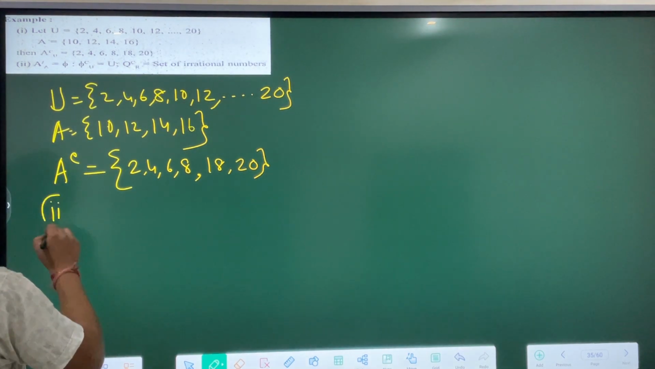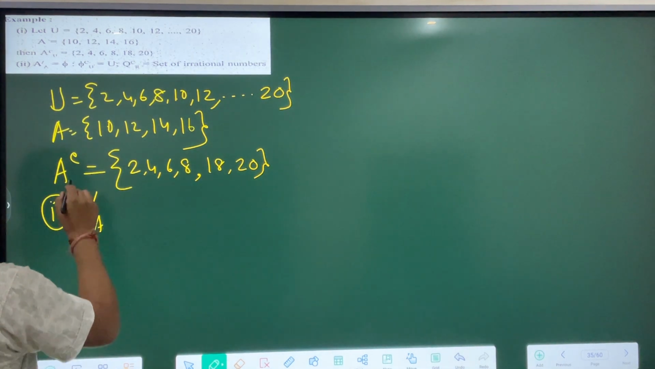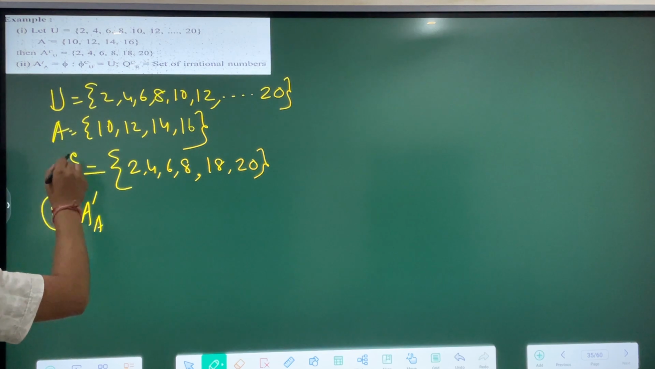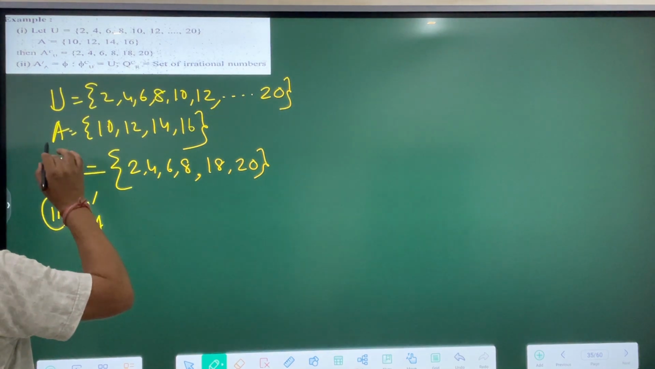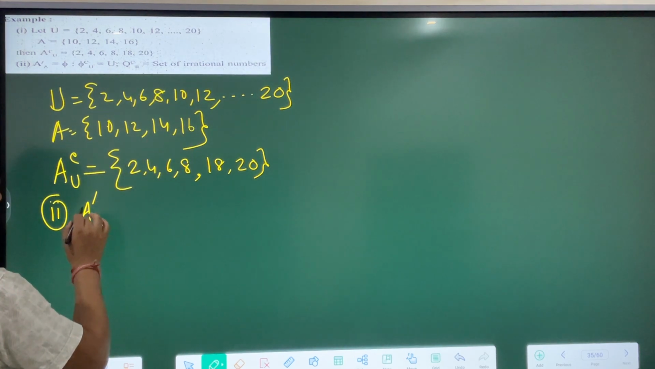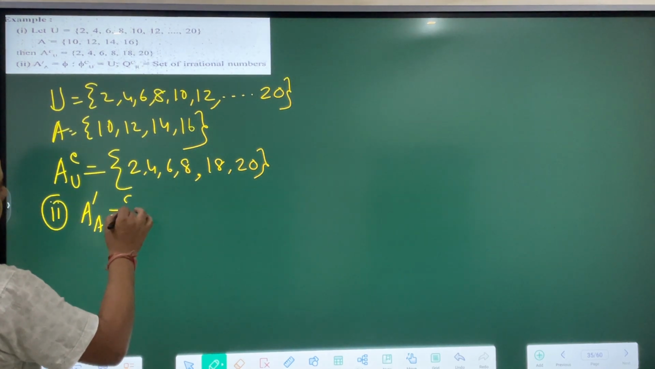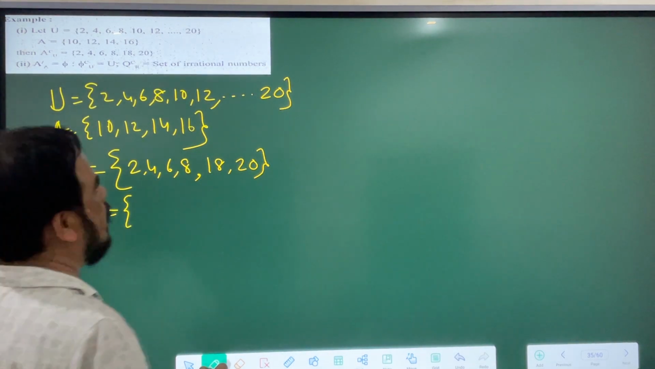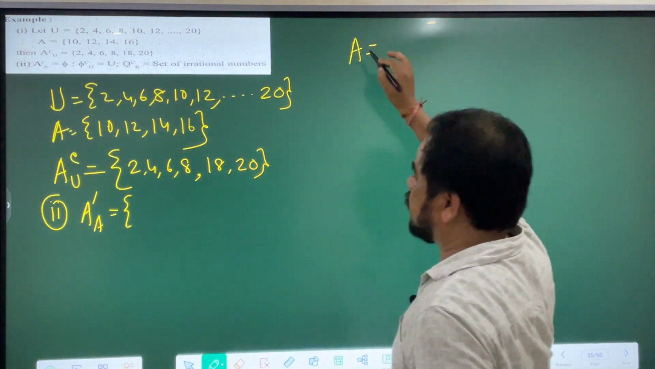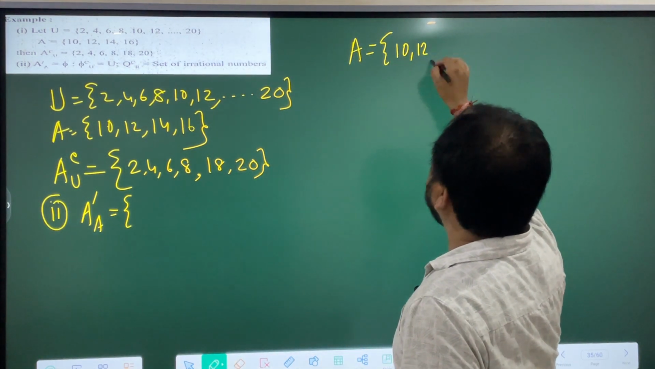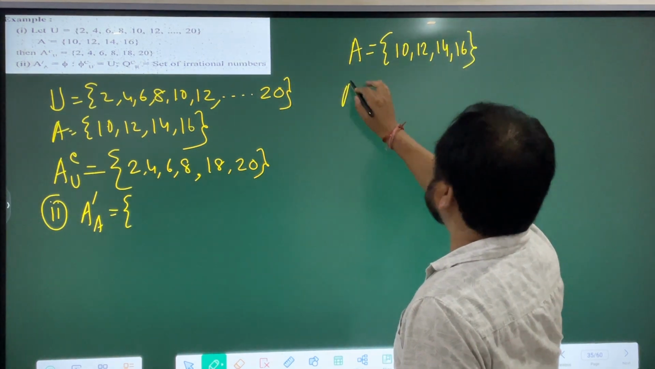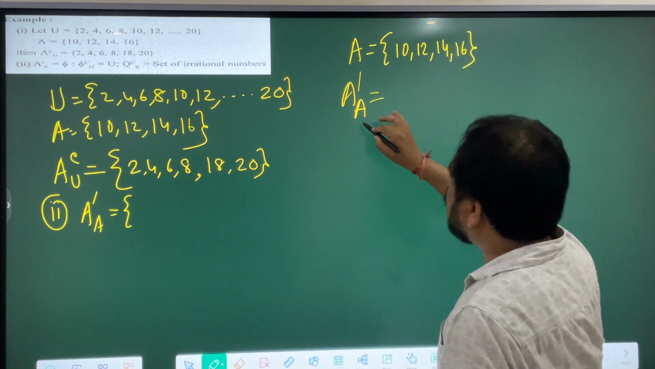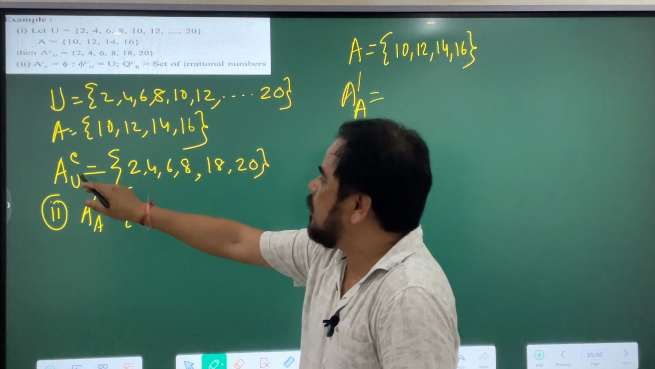Now number 2, what is written? A complement of A. The earlier one was A complement with respect to U. That means we have to write the elements of A complement with respect to the universal set. But here we have to write A complement of A. We have to think of A as U. Think that this is the universal set. What is A? 10, 12, 14, 16. Now we have to write A complement with respect to A.